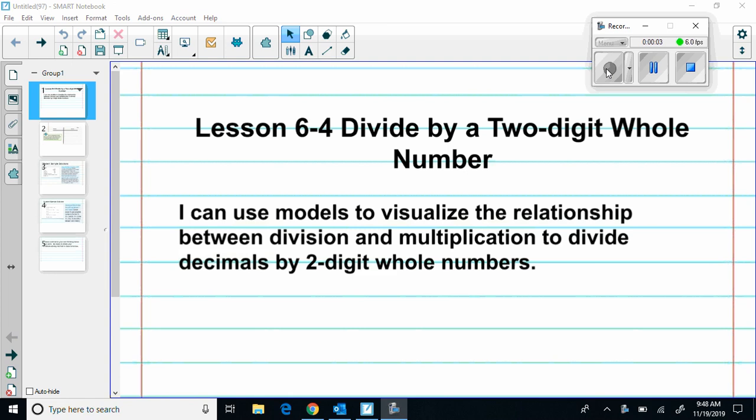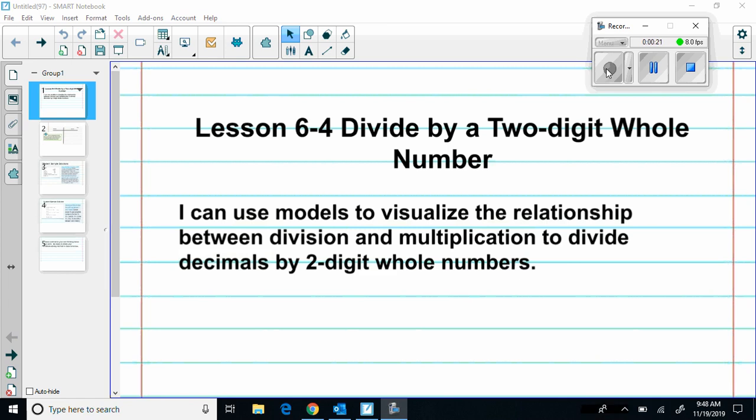Hi, welcome to lesson 6-4, divide by a 2-digit whole number. Please push pause and write the topic title at the top of your math journal. Now I want you to write your I can statement.